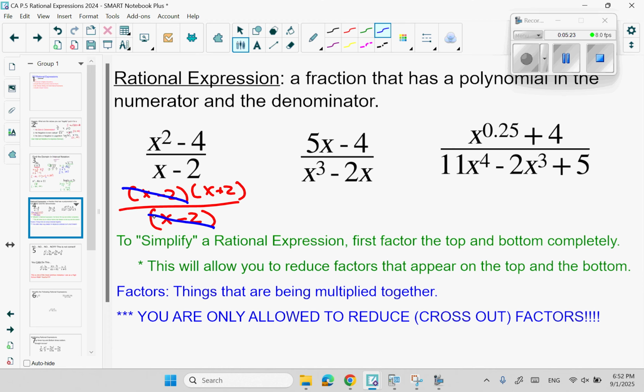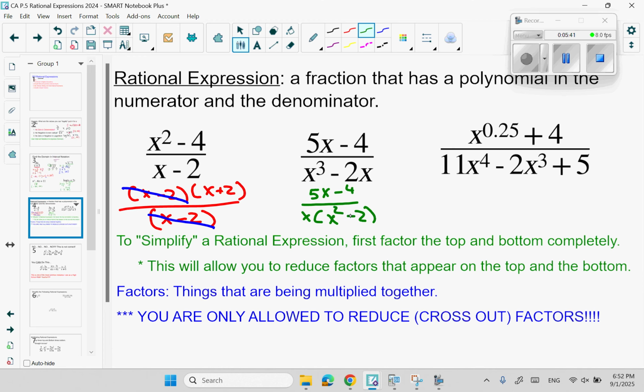Now, if I go to this next one, I can't actually factor anything out of my numerator, so I'm left with 5x minus 4. But in my denominator, I can take an x out of both of those terms, so I get x times x squared minus 2.